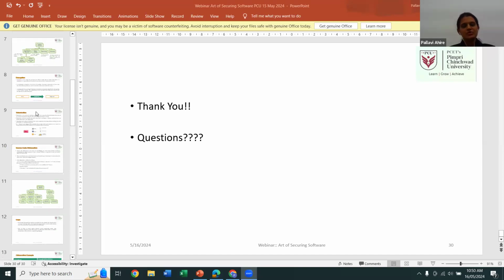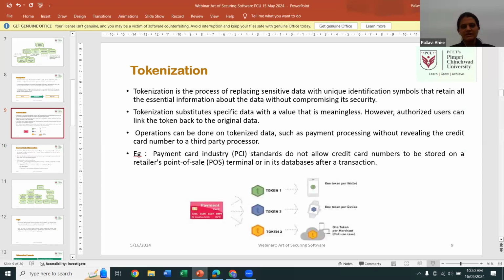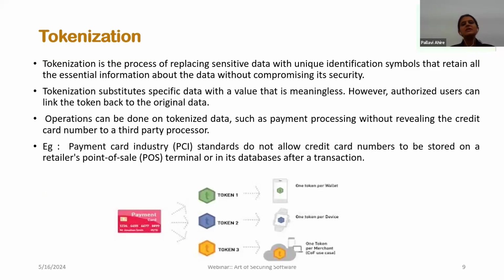See, tokenization of the software, in which I have shown you this diagram, is heavily used with credit card systems as well. If you can see here, these are the payment options of the credit card mechanism. There is one token per wallet. You can generate one token, and this substitutes the specific value. That value could be meaningless, but an authorized user may link that token back to the original data, and that one token goes off. The second time you try to use it, you have to use a second token again.